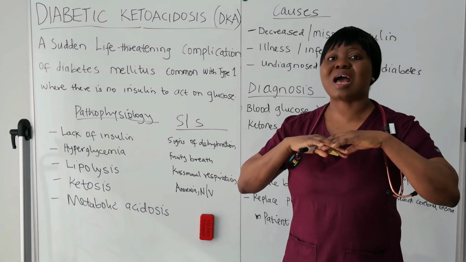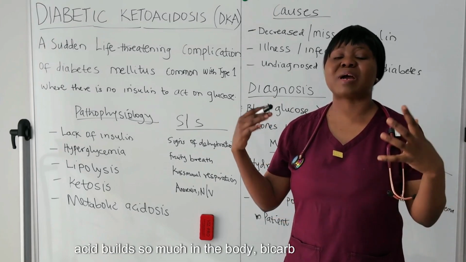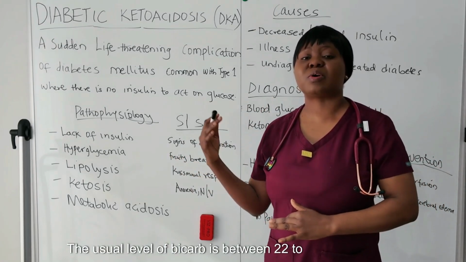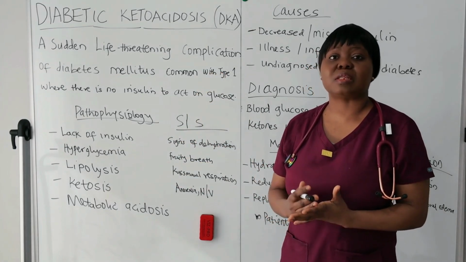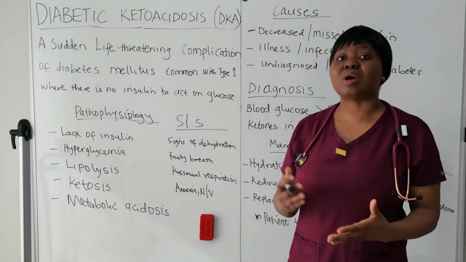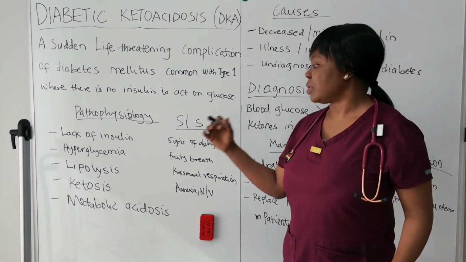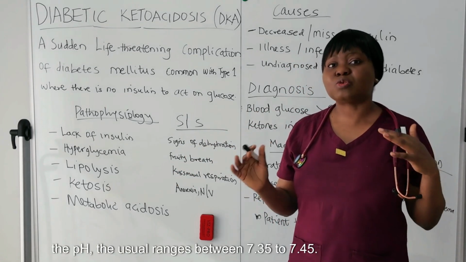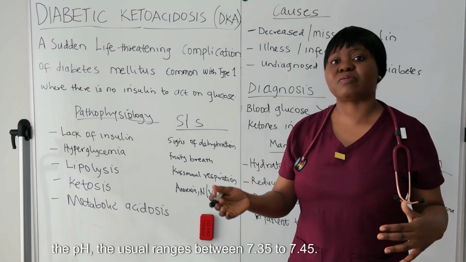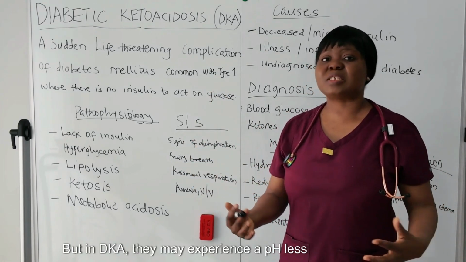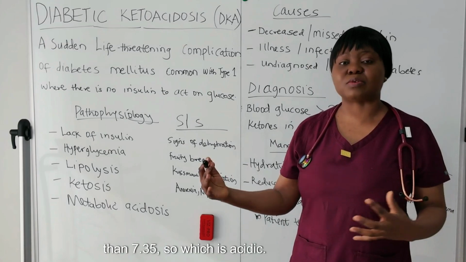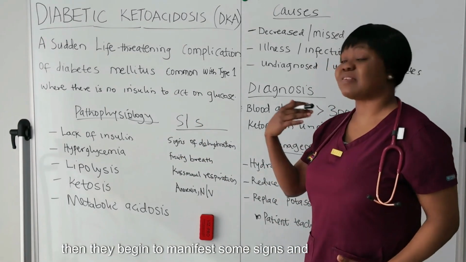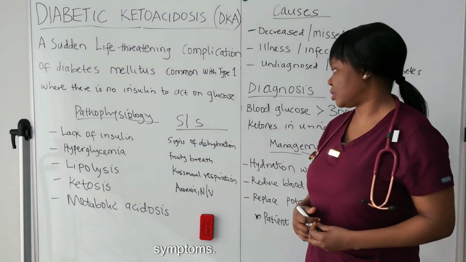The acid builds so much in the body that bicarb will decrease. The usual level of bicarb is between 22 to 26, but in this condition, the bicarbonate may get as low as 15. And with the acidosis, the pH, whose usual range is between 7.35 to 7.45, in DKA may be less than 7.35, which is acidic. So this is how this condition happens, and then they begin to manifest some signs and symptoms.